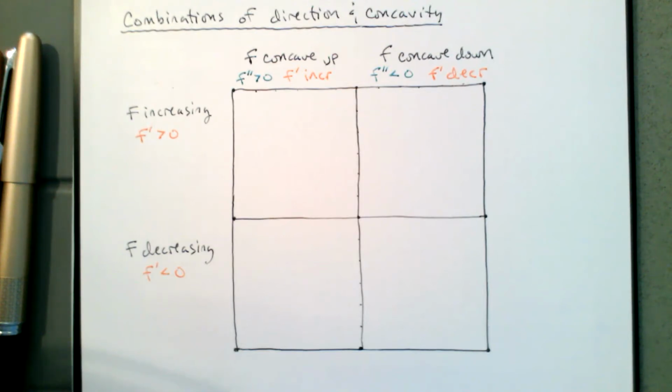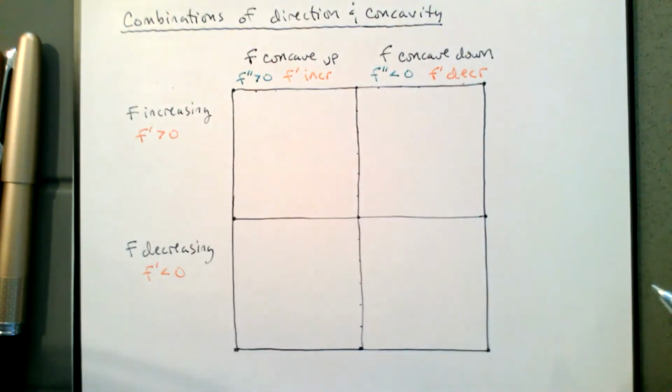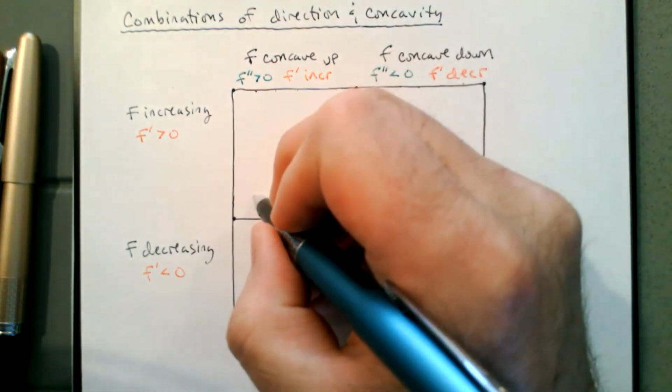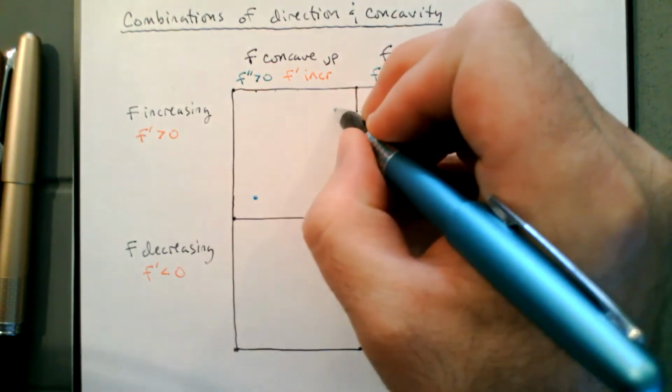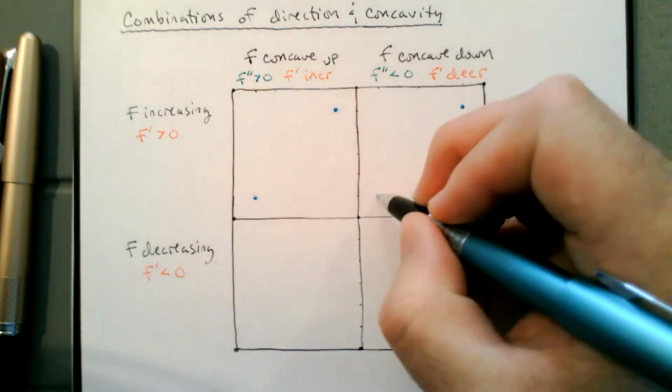So let's draw these four combinations. In this first row, we want to have f increasing. So I want to go from a low value to a high value. In both cases, a low value to a high value.